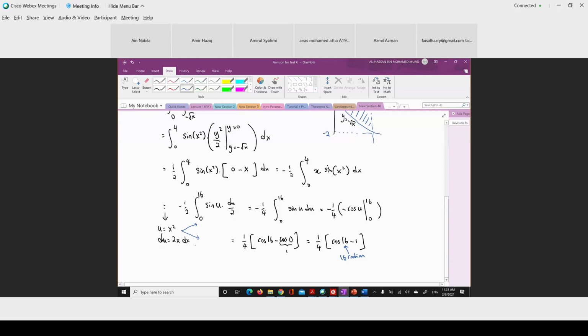The original limit is for x, right? So when x is 0, u equals 0. When x equals 4, u equals x squared, which is 16. Okay? Yeah, I understand. Any other question?